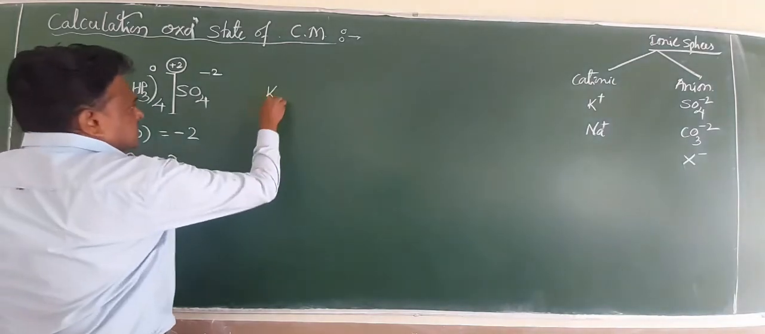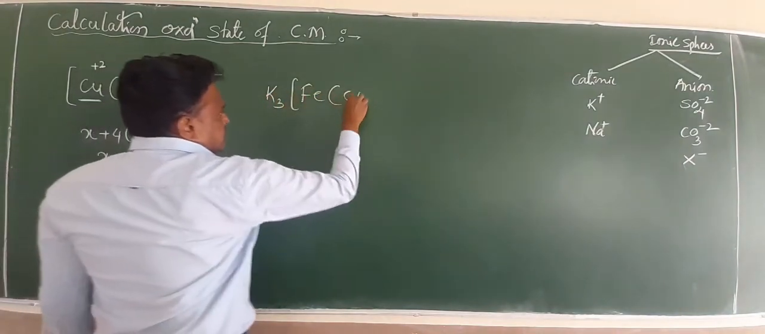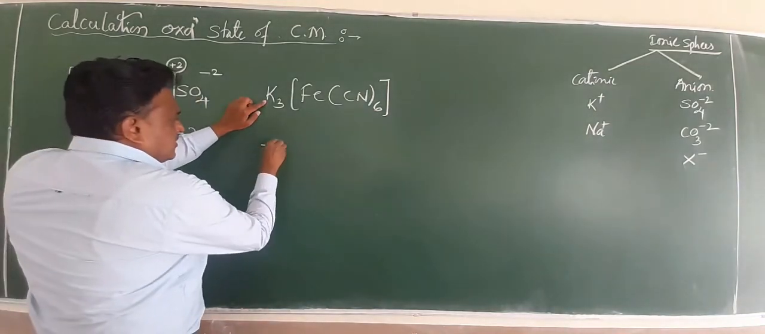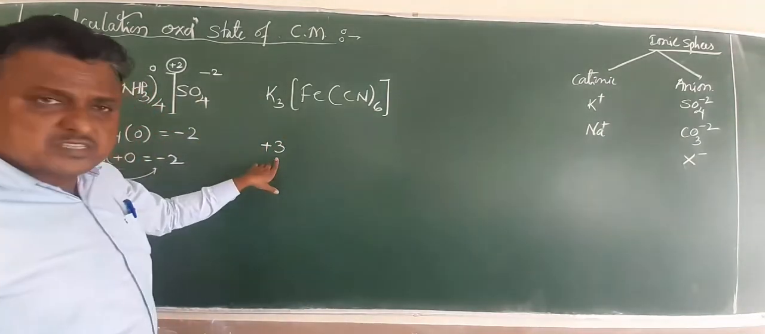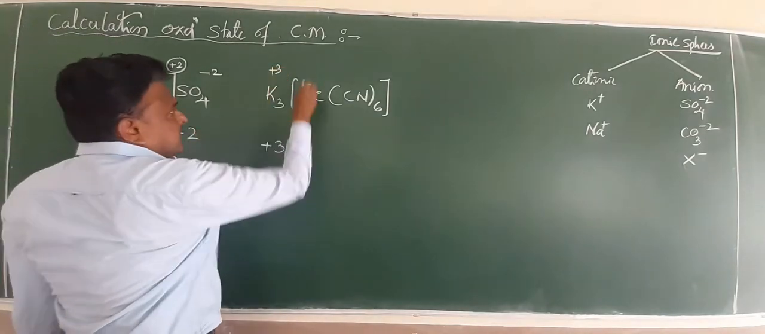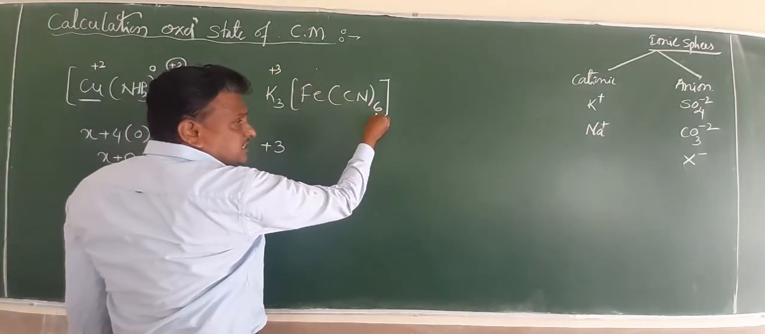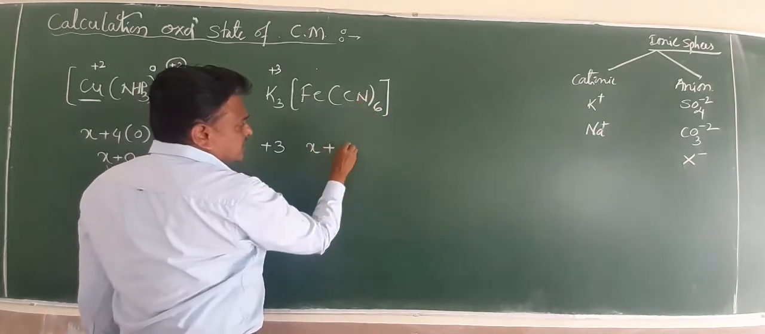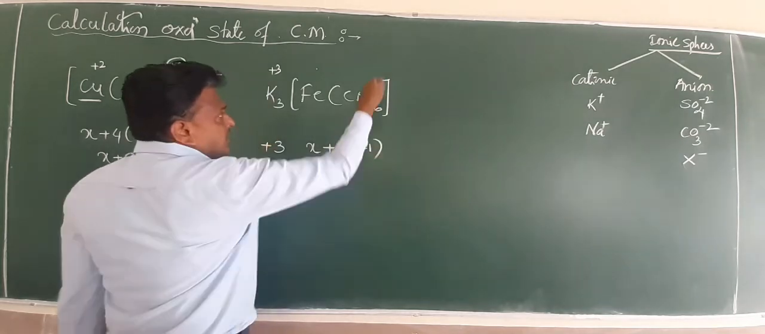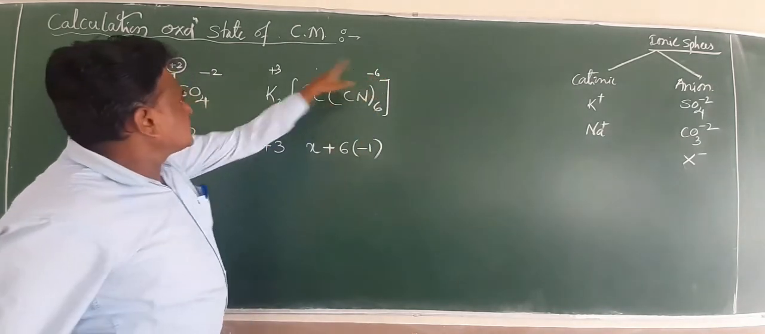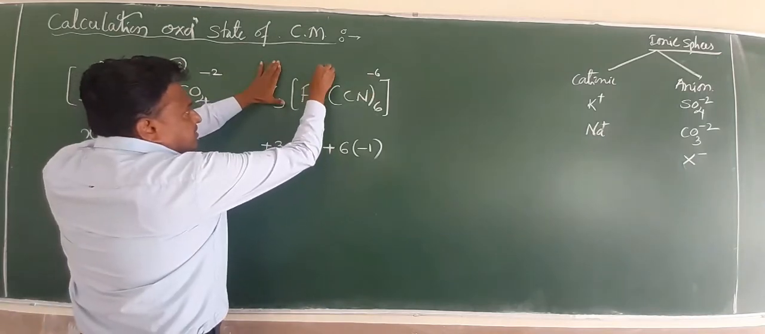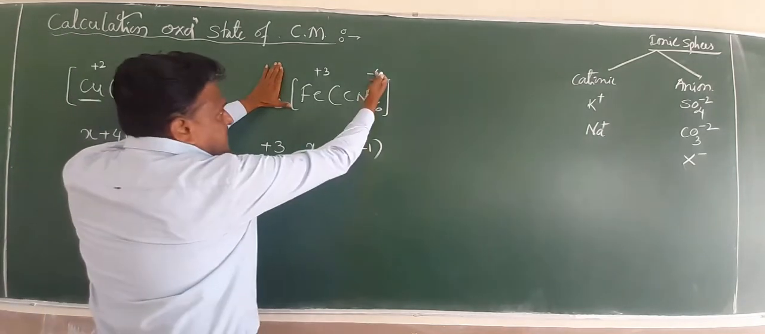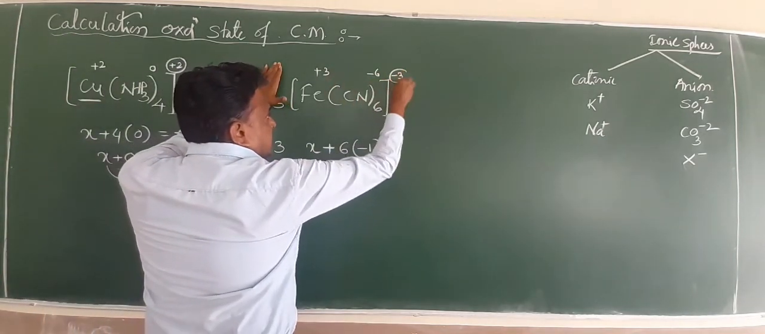Similarly, friends, this is K3[Fe(CN)6]. We know potassium is plus 3, so the component is plus 3. Iron we can find out, and cyanide each carries charge minus 1, so 6 into minus 1 is minus 6. Minus 6 plus 3, the total net charge becomes 0. Closing the ionic sphere, 6 minus 3 becomes minus 3.